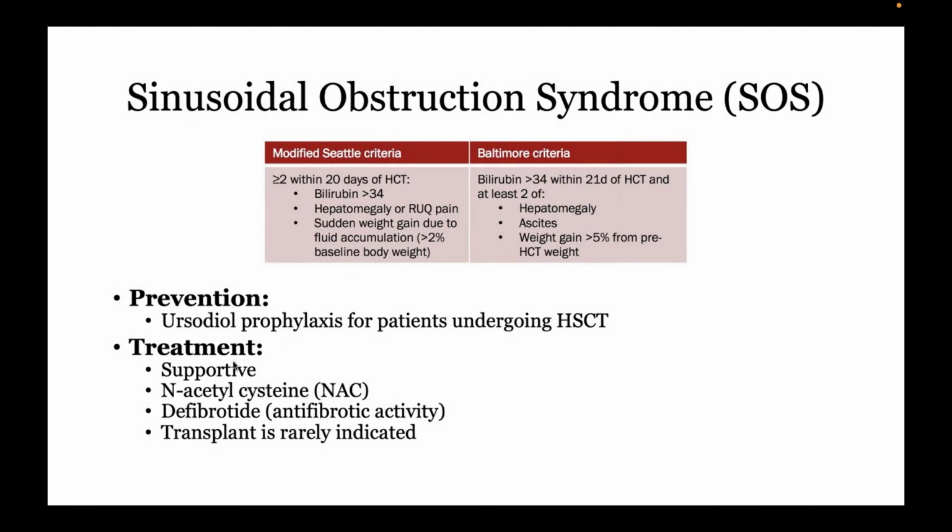There is some data about using N-acetylcysteine and defibrotide, which a lot of centers actually use once a patient develops sinusoidal obstruction. If you read all the case reports, they've been using defibrotide, which has antifibrotic and antithrombotic or thrombolytic activity. Rarely does it require a transplant.